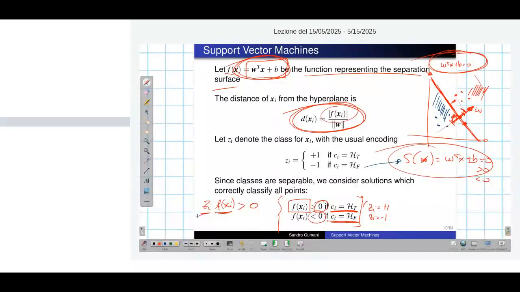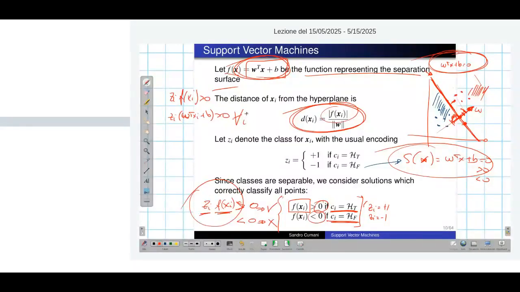Points that are correctly classified are points in which the score is positive and the label is positive, so the product is positive, or the score is negative and the label is negative, so the product is again positive. If the score is positive and the label is negative, then that's an error. If the score is negative and the label is positive, that's also an error. So when this is greater than 0, then the point is correctly classified. When this is lower than 0, then I have an error. So for all the points to be correctly classified, this must hold. Or if I rewrite it explicitly in terms of W and Xi, this must be true for all the samples.